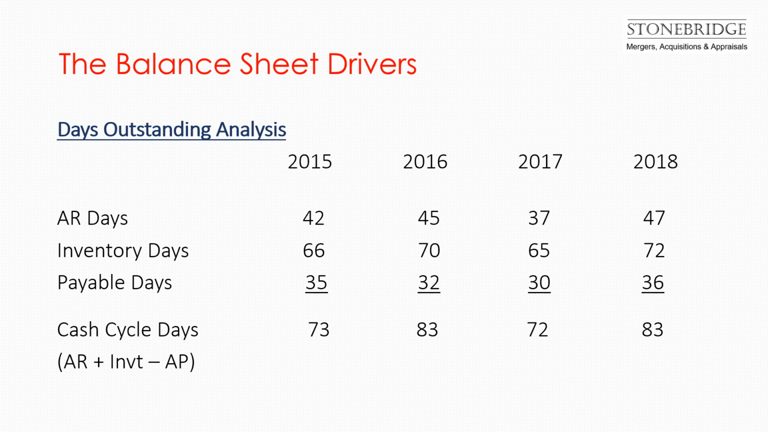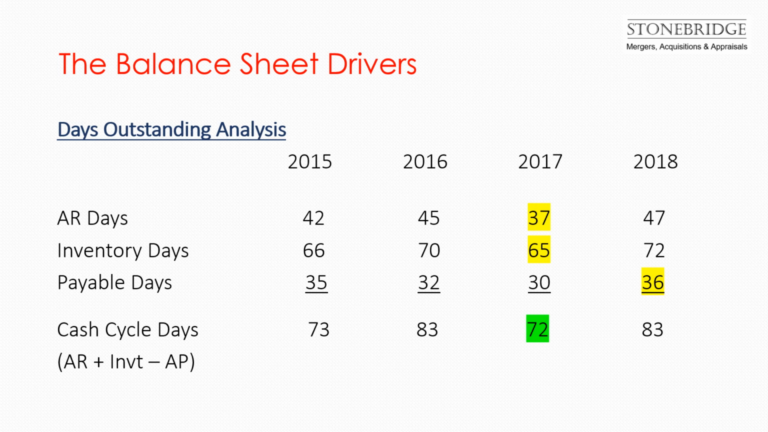The cash conversion cycle is the number of days the company has invested its cash from the time of purchasing to collecting receivables. The formula is receivables plus inventory days less AP days. The smaller the cash cycle, the less cash the company needs to invest in the business. This is particularly important when the company is growing fast.